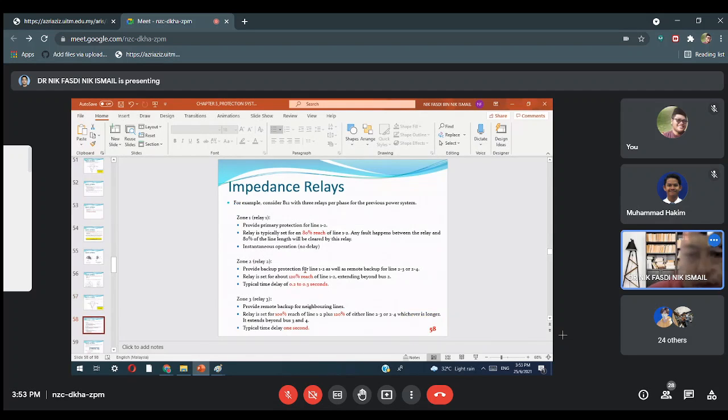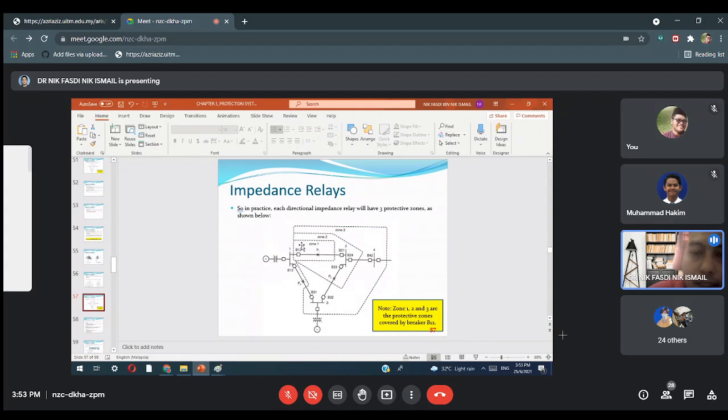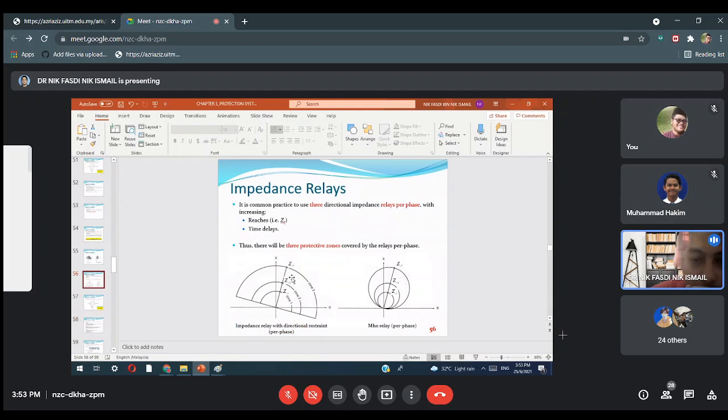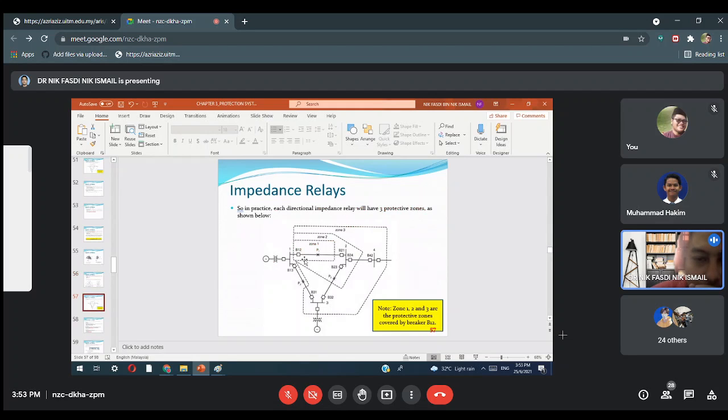Okay, so the relay is set about 120% reach of line 1, 2, extending beyond bus 2. So here, zone 1 is only 80%. Zone 2 has to add more, up to 120%. If we take line B1 as 100%, with 80% here, you can add an additional 20%.